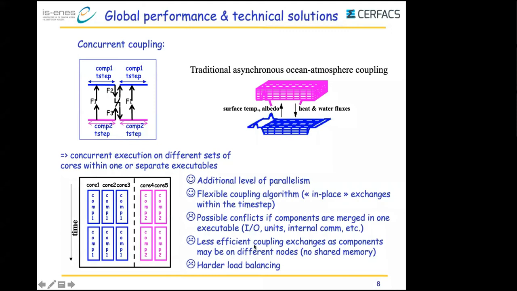It might be less efficient than in the previous case, because here you probably have your components running on different sets of cores, and you cannot use the memory to exchange the coupling fields. And you have to take care of the load balancing, because in this case you have to find the number of cores so that component 1 and component 2 run in the same time. You don't want one component to run faster than the other, because it would wait for the other component, and then you would waste resources.